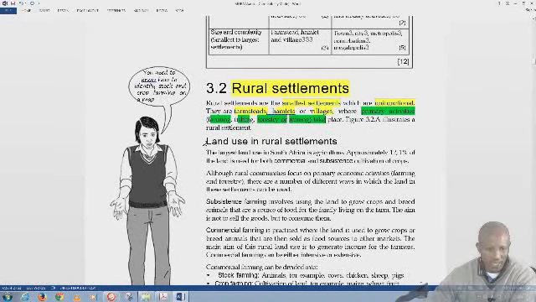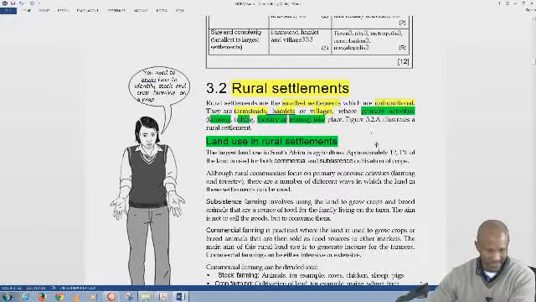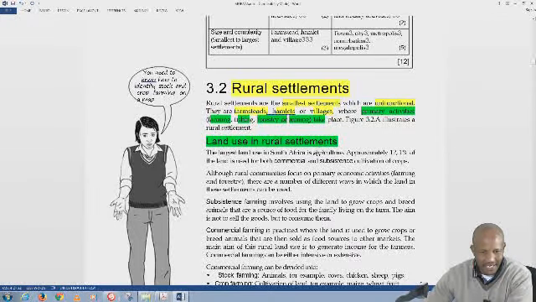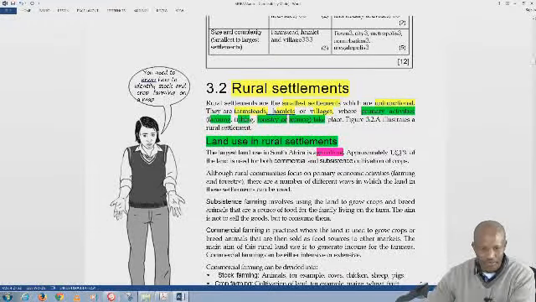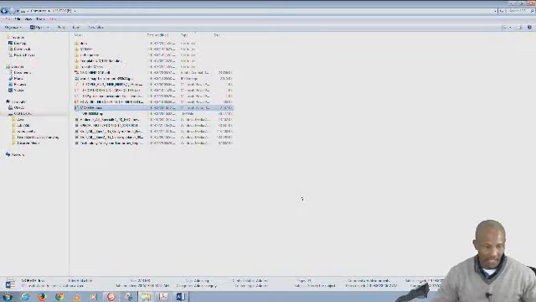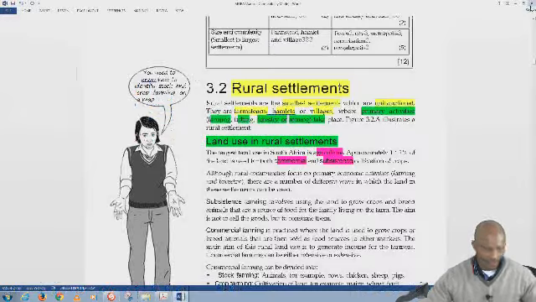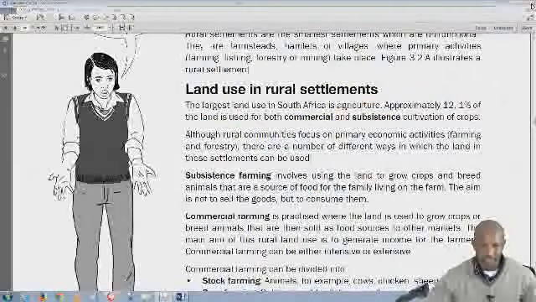Now, let's go to the land use in rural settlements. How are we using our land from time to time in our rural areas? We say the largest land use in South Africa is our what? The largest land use is our agriculture, where approximately 12.1 of the land is used for commercial, take note of it, and your subsistence farming. Now on these two, I want us to define our commercial and subsistence farming.